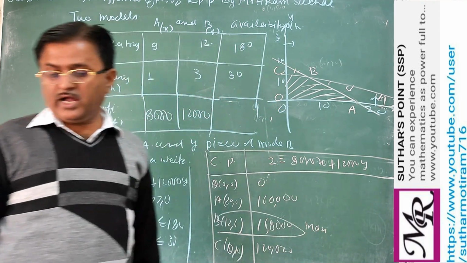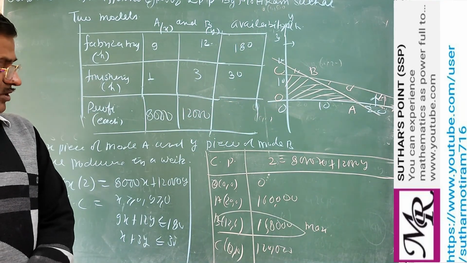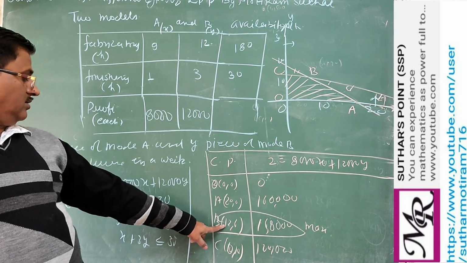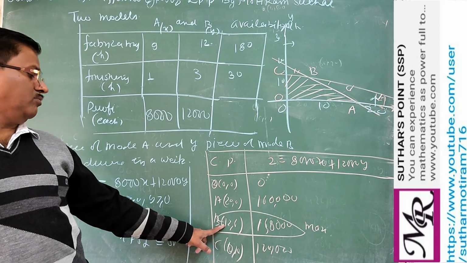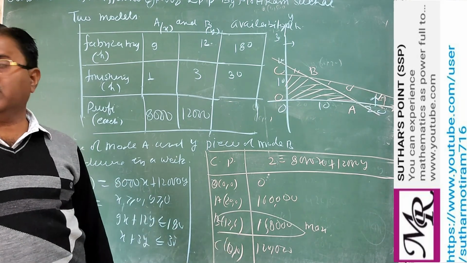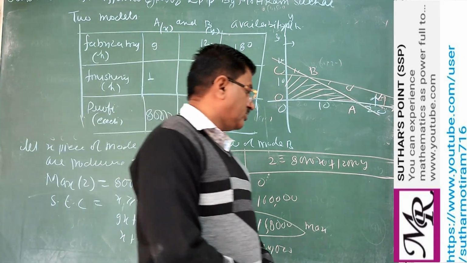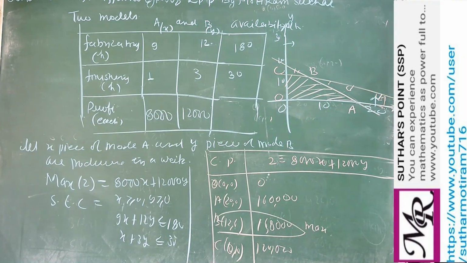So we can say that the maximum profit can be earned when 12 pieces of the first type of model and 6 pieces of the second type of model are produced. So dear student, in this way we can solve this problem.